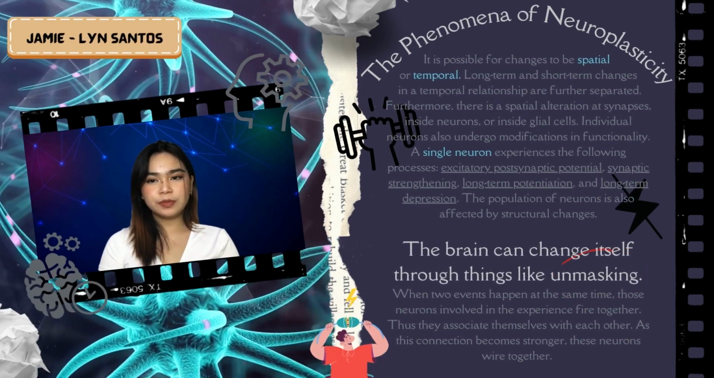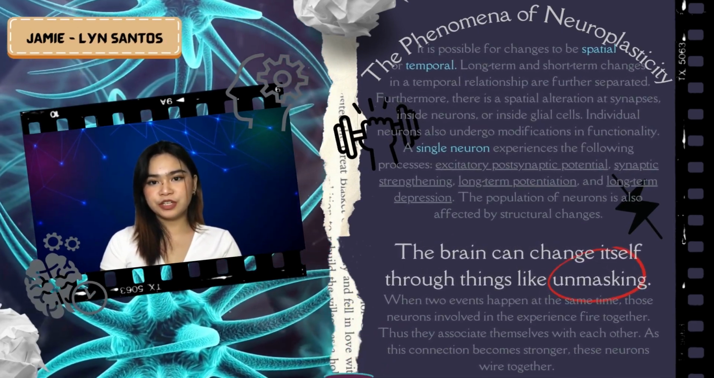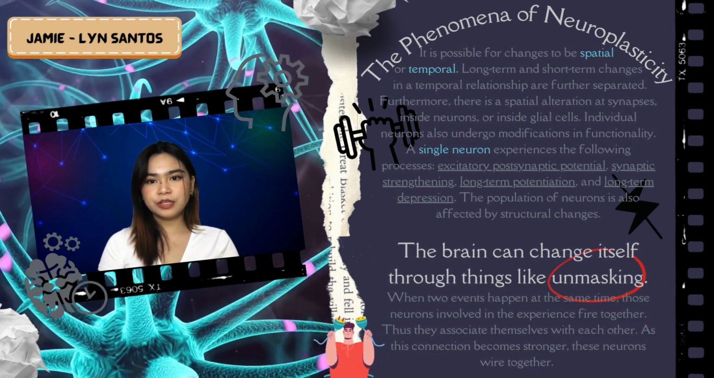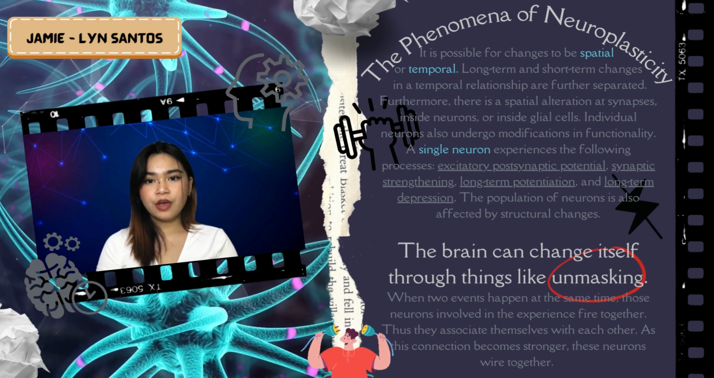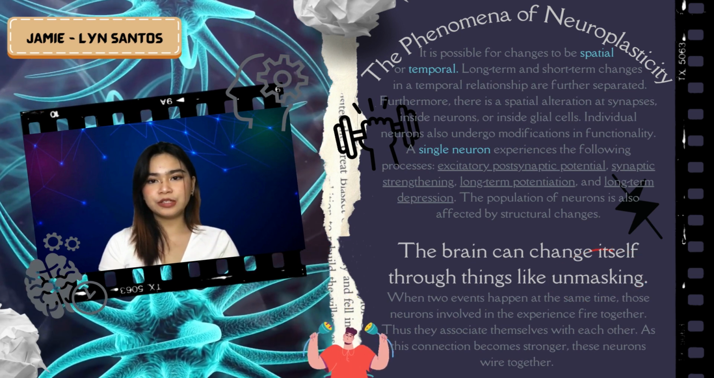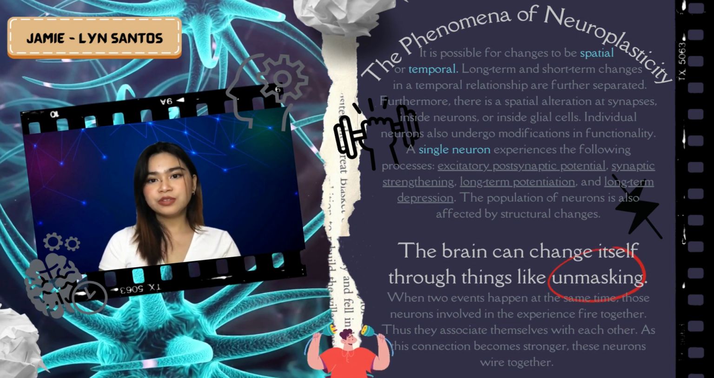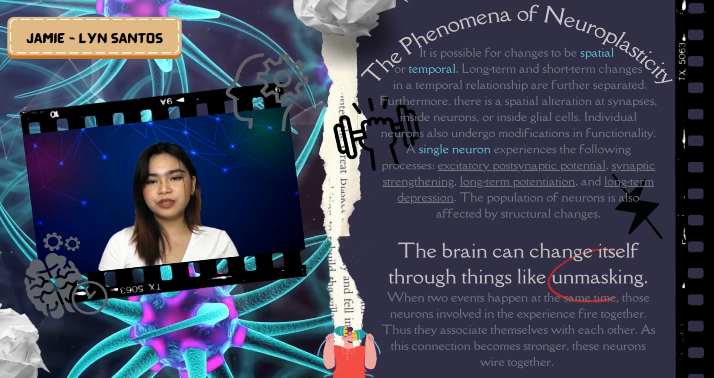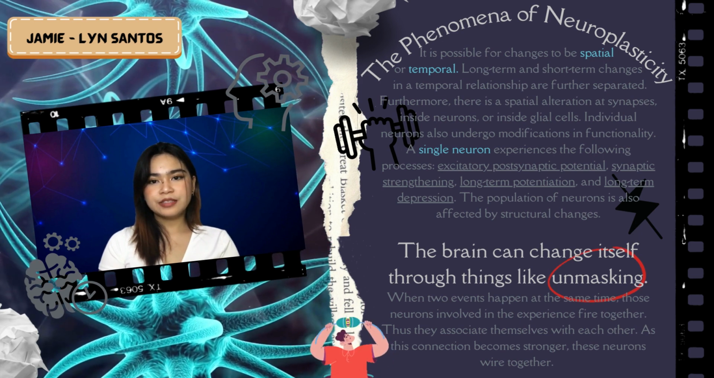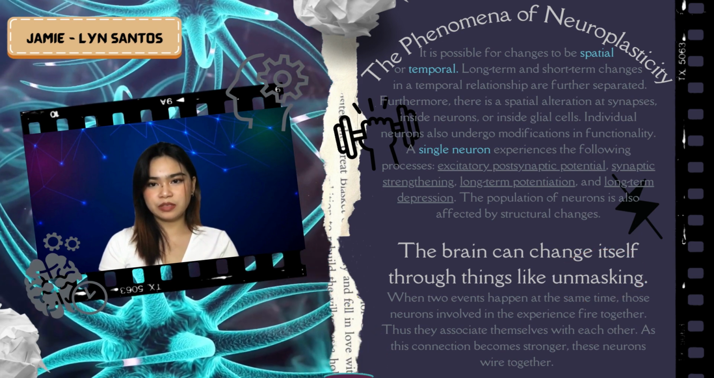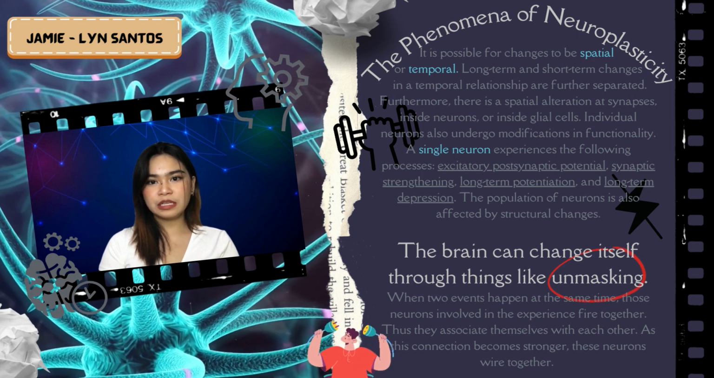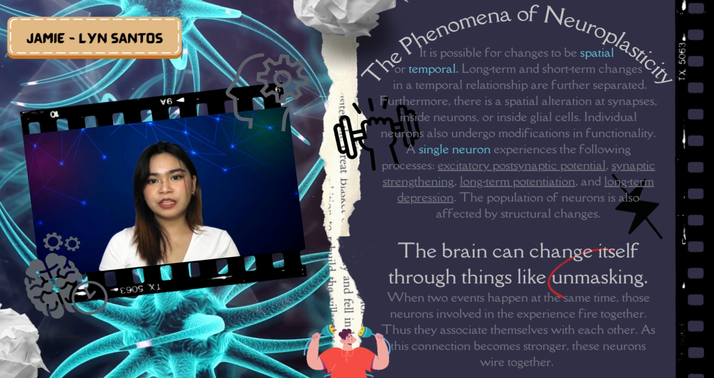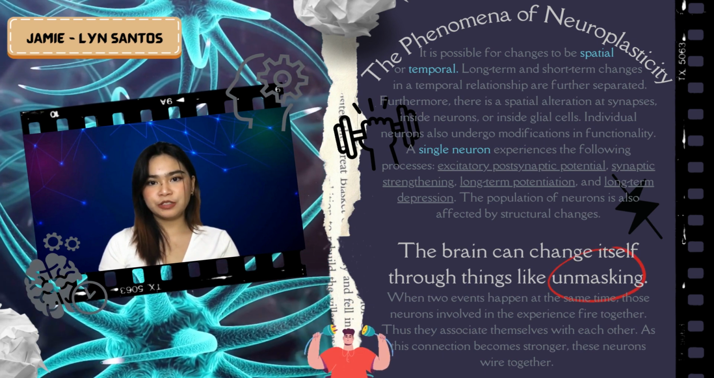The phenomena of neuroplasticity. It is possible for changes to be spatial or temporal. Long-term and short-term changes in temporal relationships are further separated. Furthermore, there is a spatial alteration at synapses, inside neurons or inside glial cells. Individual neurons also undergo modifications in functionality. A single neuron experiences the following processes: excitatory postsynaptic potential, synaptic strengthening, long-term potentiation, and long-term depression.